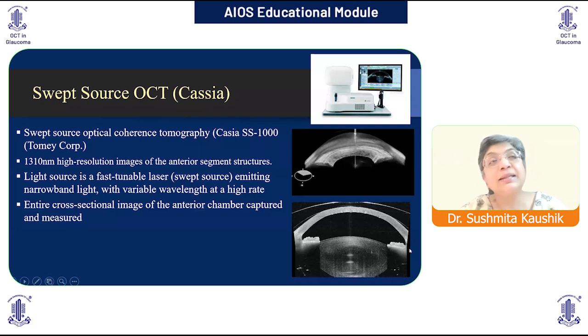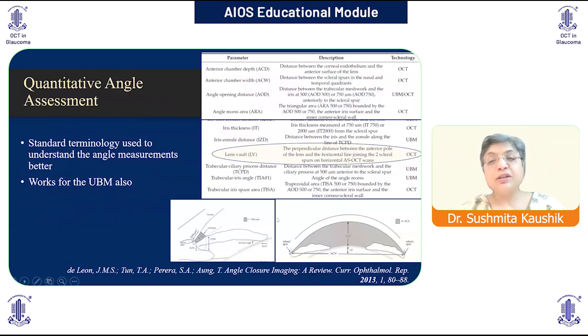So it combines the depth of penetration and the resolution of both the time domain and the spectral domain. So since we have a combination of the advantages of both, the CASIA is really our go-to machine today. So let's look at what quantitative angle measurements could be done.